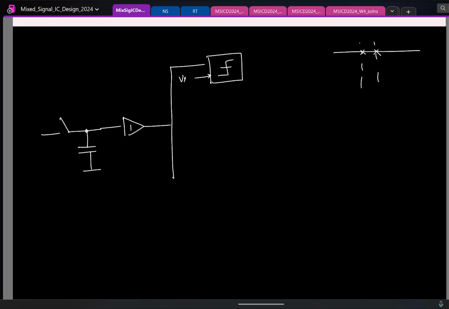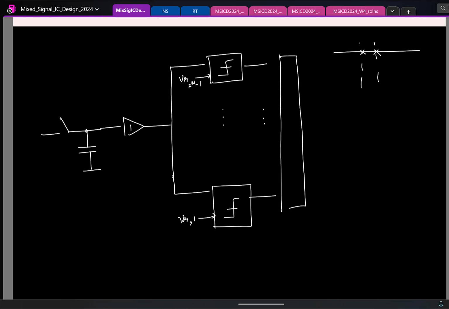So you give the reference voltage also, say this is the last reference voltage. This is the first reference voltage. You get the thermometric outputs here. And then you go and add all of these individual bits to get the n-bit binary out.